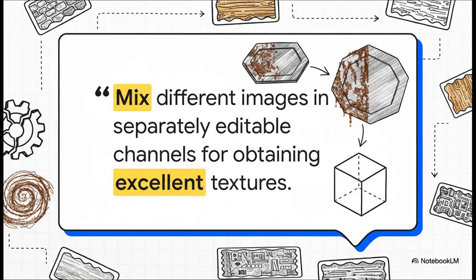Oh, but it gets even better. You're not stuck with just one photo. The tool actually lets you blend different images in their own separate channels. This gives you so much creative control. I mean, imagine mixing a rust texture over a metal plate texture. You can create a totally unique corroded surface that's all your own. That's some serious creative firepower for any artist.